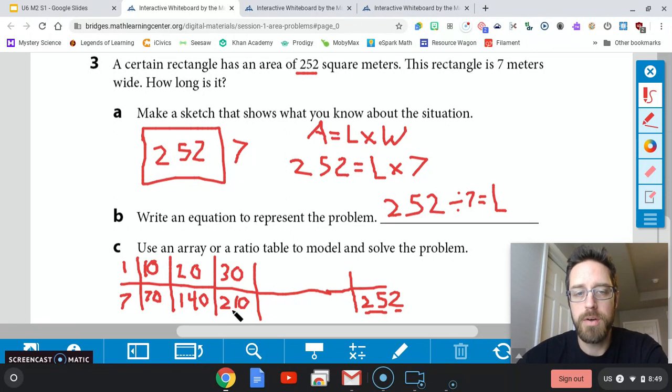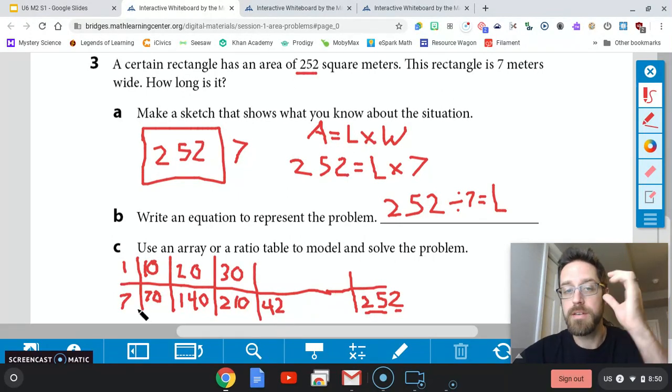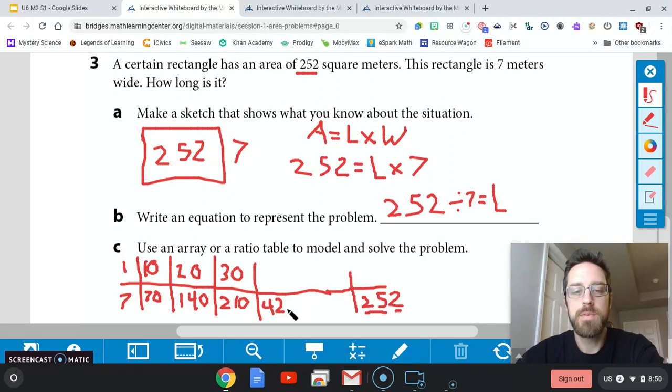But now that I'm close, I see 210, and I need to get to 252. So what is the difference? How far away am I? Well, I realize, hey, I'm 42 away, okay? Now you've got to know basic math facts again. 7 times what gets me closest to 42 without going over? Well, in this case, 7 times 6 happens to be exactly 42. So then if I add those two together, that gets me my total. So how many groups of 7? It would be 36 groups of 7.